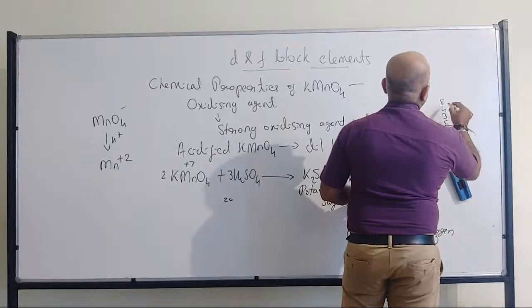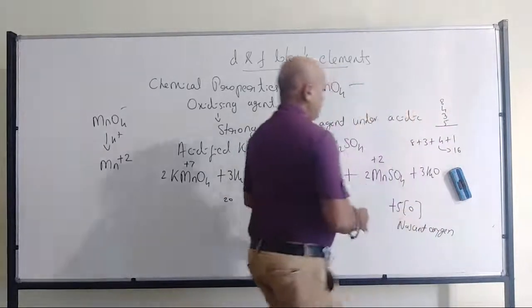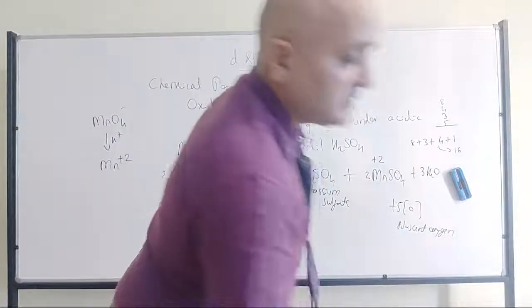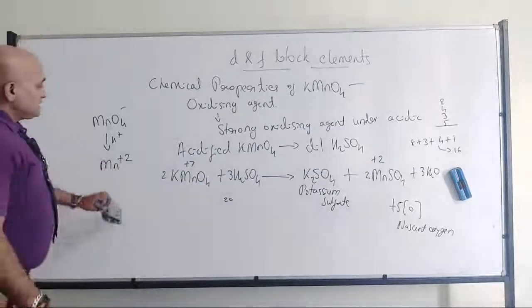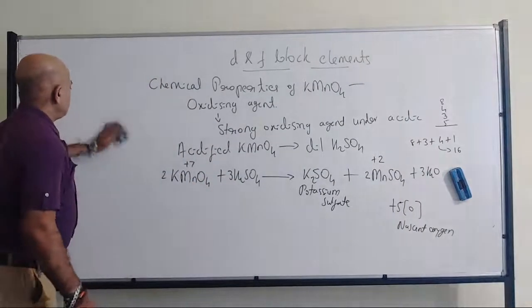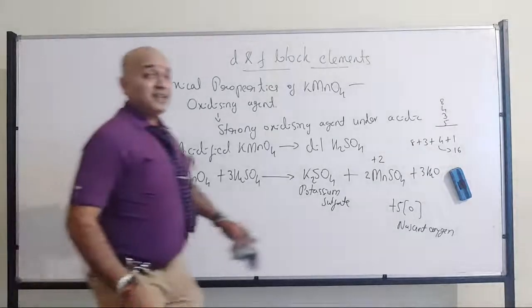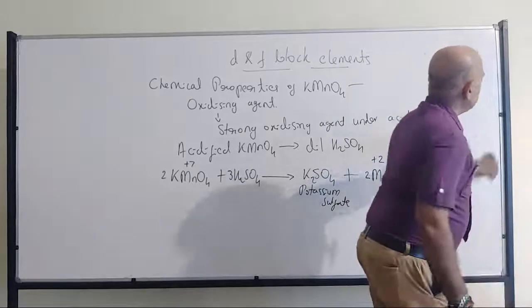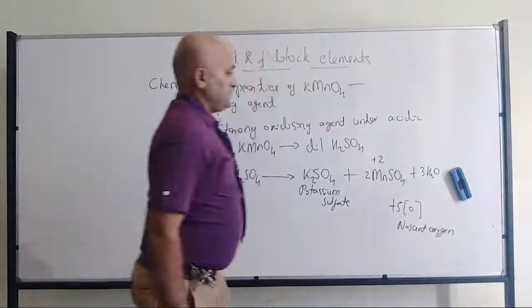Five nascent oxygen. So I should make it as 5 nascent oxygen. So that's where I have got the balanced equation. So this is the answer for the oxidizing character of potassium permanganate under acidic condition.